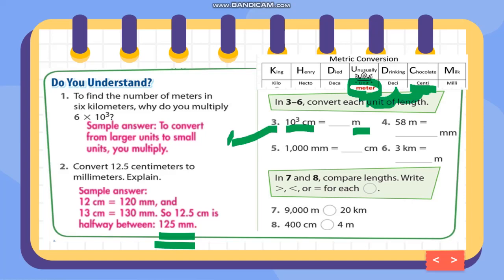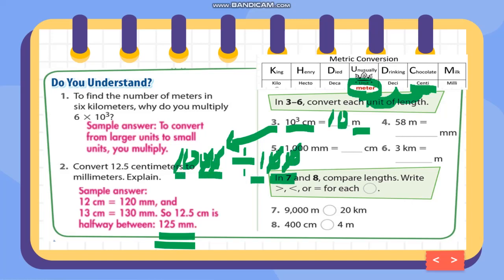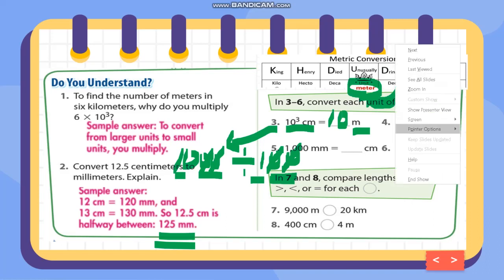So 10 cubed means 1,000, right? Because 10 times 10 times 10. So if we're going to convert centimeter to meter, that is divide by 100. So how to divide easily? Just cancel the number of zeros. 2 zeros here cancel, so we need to cancel also 2 zeros there. Then divide. 10 divided by 1 is 10. That's why the final answer in 10 cubed centimeter converted to meter is equivalent to 10 meter. Another example.